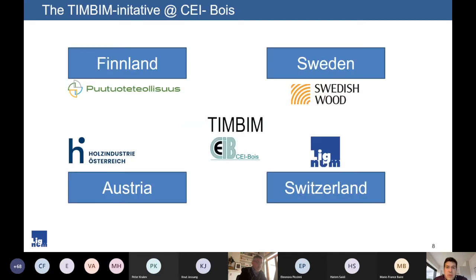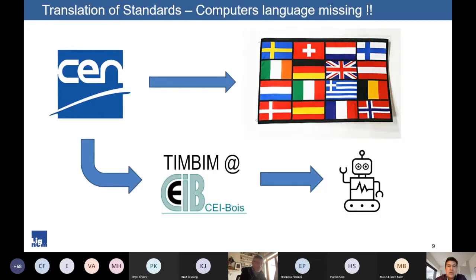So at CEI BOIS, then 4 countries decided to go further and deeper and to invest also some money to start this process of extracting properties from harmonized standards of building products in wood. This is Finland with Tommy Toratti, Sweden with Christer Green, and Austria with Christoph Eichler, and in Switzerland it's myself. And we all work for the wood associations in those countries.